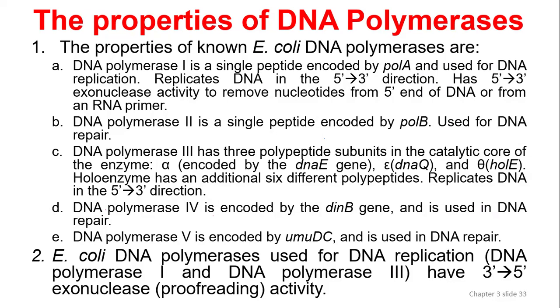And one other thing we should also know is the fact that the DNA polymerases used for DNA replication are actually DNA pol 1 and DNA polymerase 3. Both have 5 to 3 prime exonuclease proofreading activity.